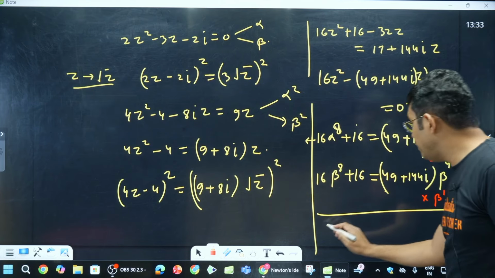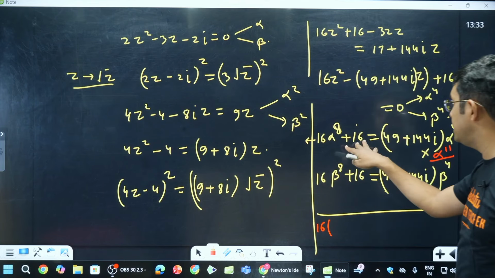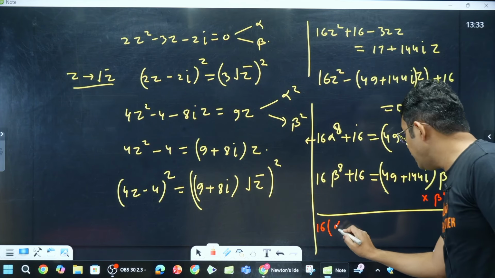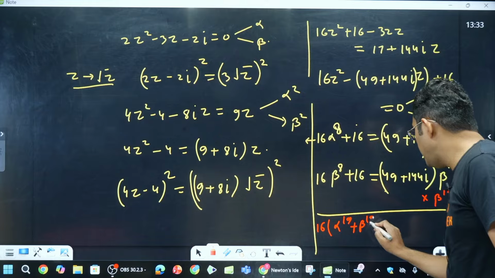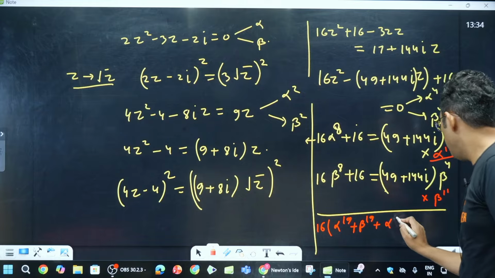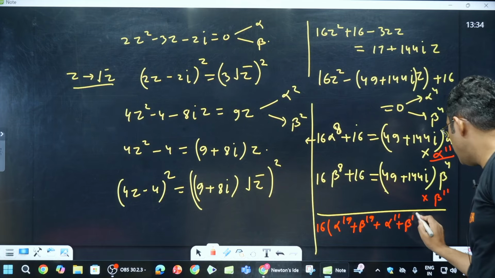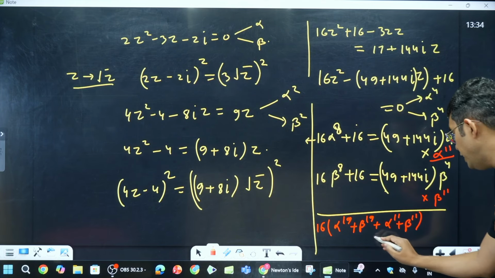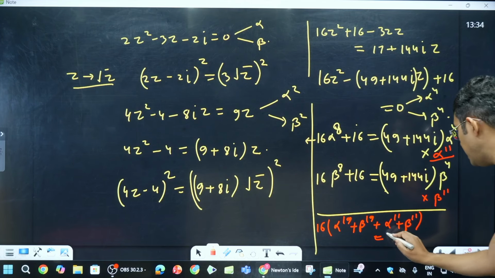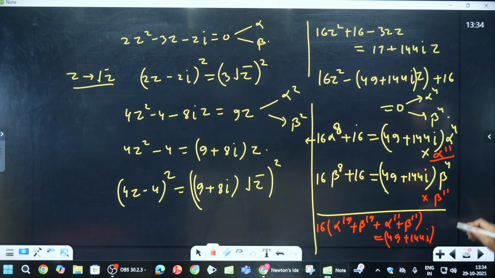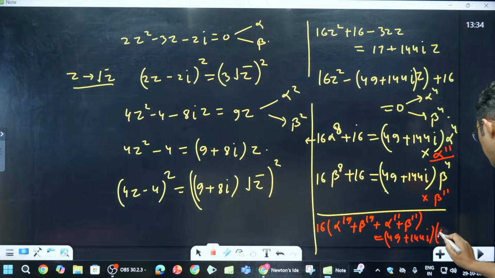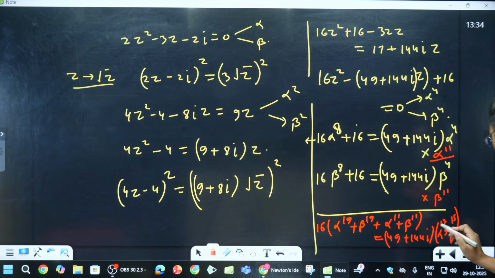If you do that, we will be getting 16 common from all of them. So it will be alpha power 19 plus beta power 19 plus alpha power 11 plus beta power 11 on the left hand side. Whereas on the right hand side, you can take 49 plus 144 iota common, and we will be having alpha power 15 plus beta power 15.